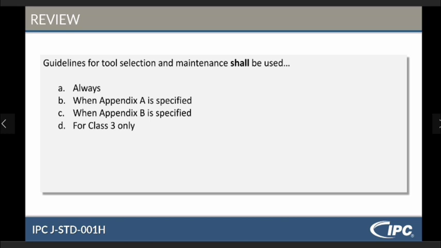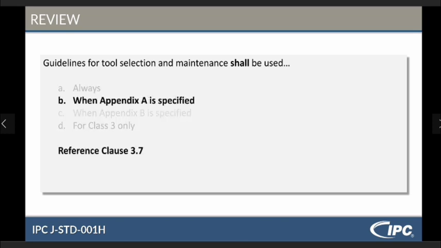Guidelines for tool selection and maintenance shall be used. I know that was just talked about for just a second. If we go back to section 3.7, see Appendix A for guidelines on tool selection and maintenance. Also, when Appendix A is specified, that is when we use Appendix A.